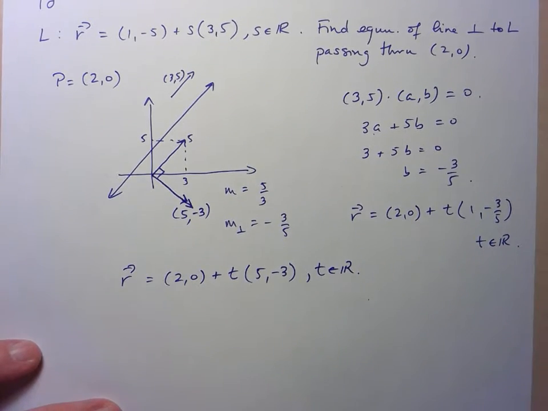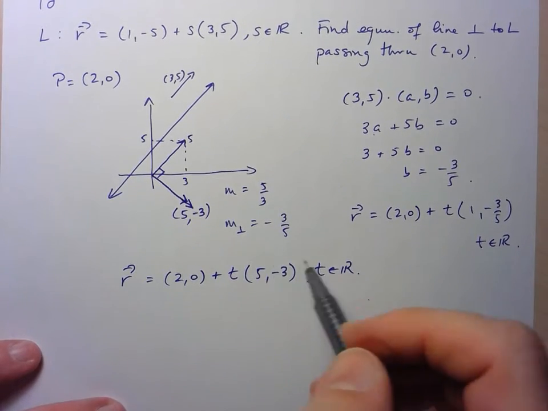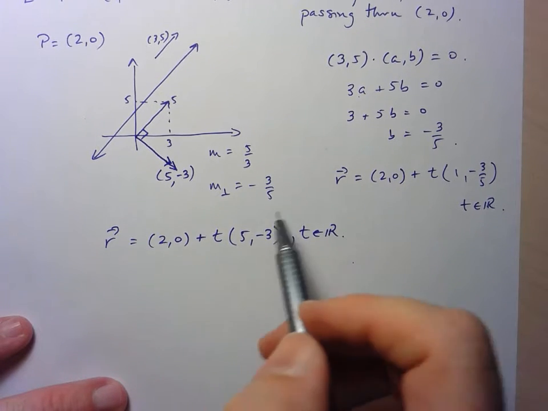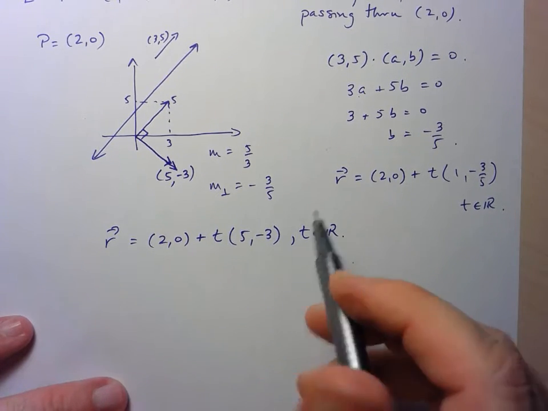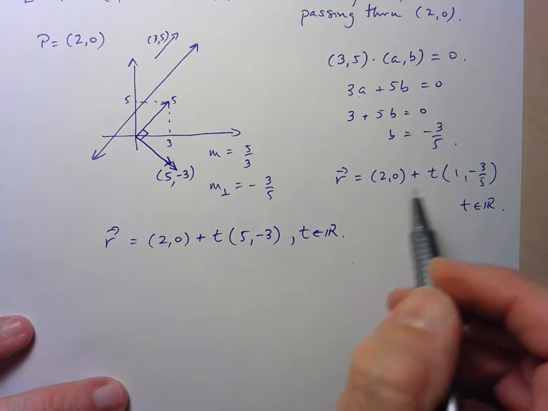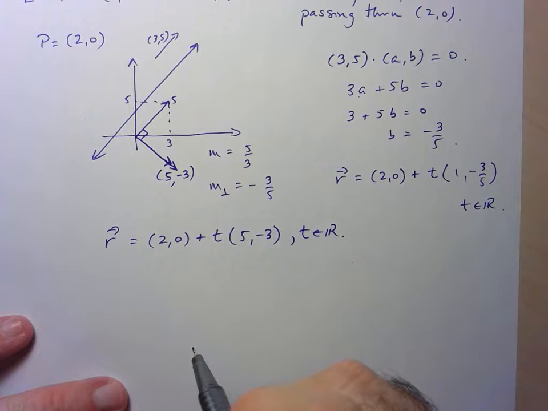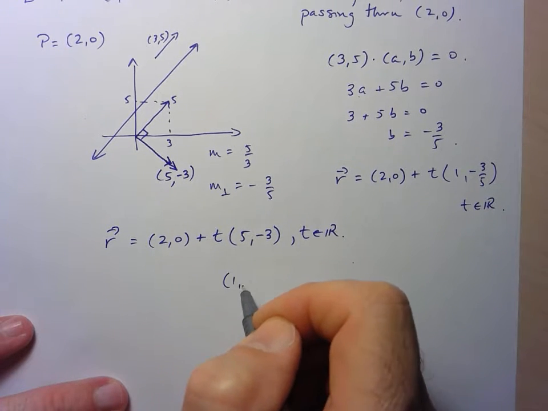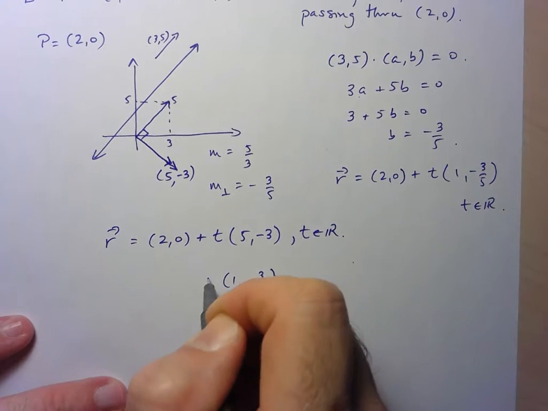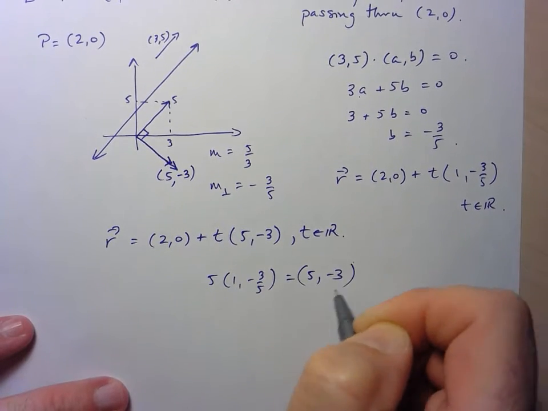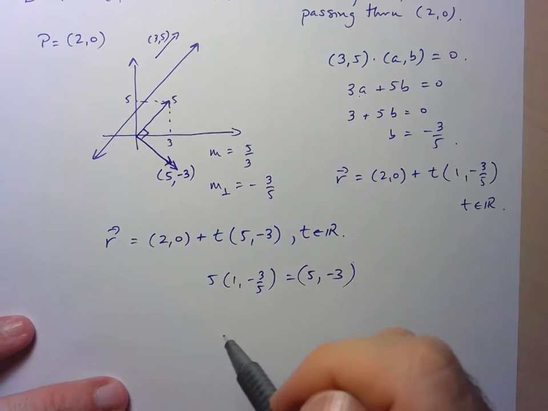The question is, do these represent the same line? Let's check that. They both share the same point, and let's take a look at the direction vectors. As long as these direction vectors are parallel, then we're good. If you notice, if I take the vector (1, negative 3 over 5) and multiply it by 5, what do I get? (5, negative 3). So this proves that these two lines are equivalent.